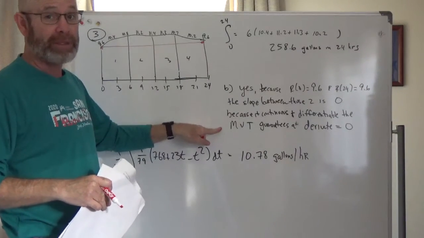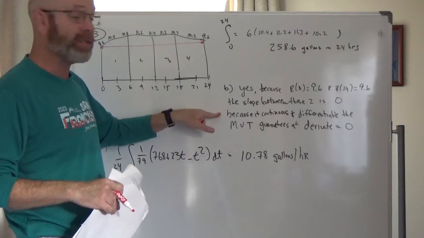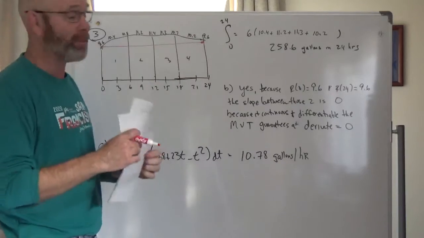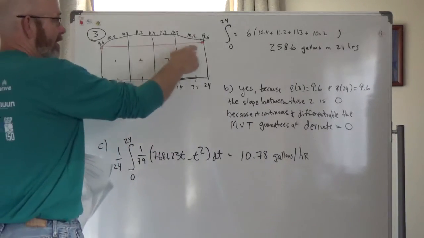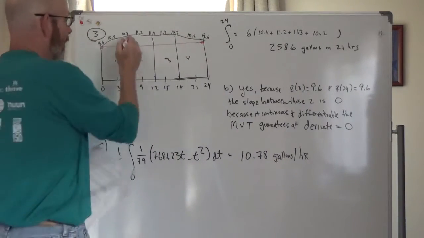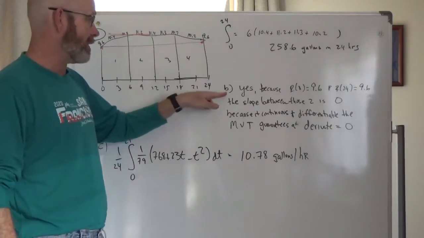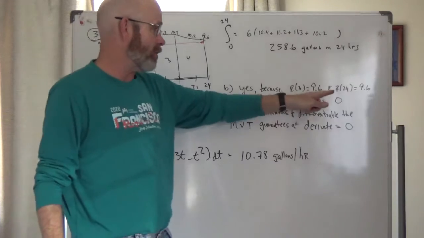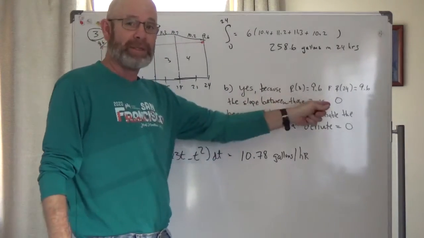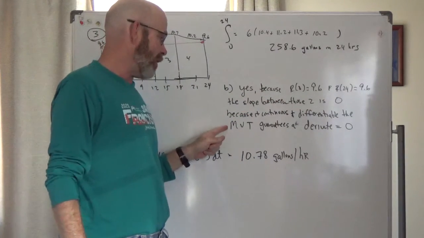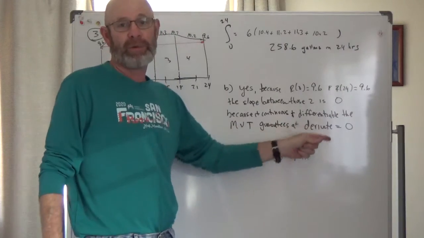The mean value theorem says if a function is continuous and differentiable, which they told us it was at the beginning, that whatever the slope of that secant line is, there has to be a parallel tangent line also. So I just said yes, because those 2 points are 9.6, which means the slope between them is 0. And by the mean value theorem, there guarantees a derivative equaling 0.